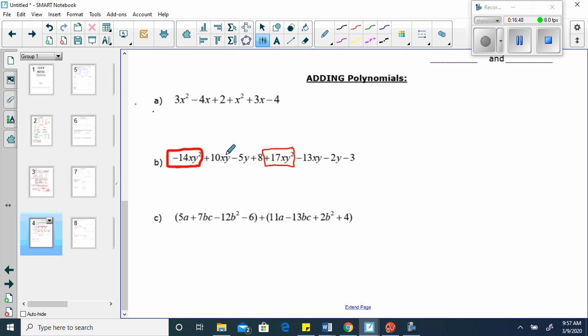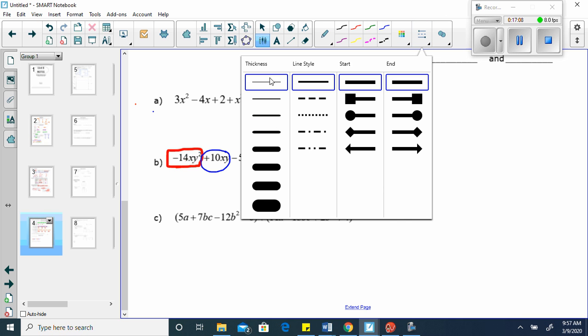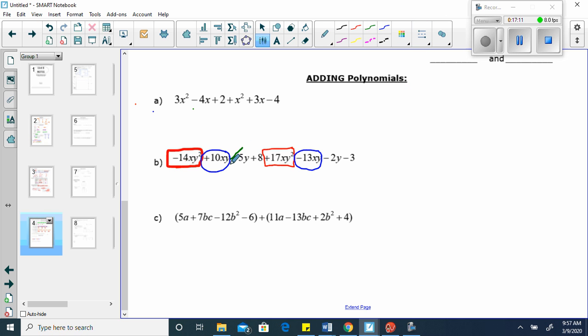I'm going to move on to a different shape. So I'm going to say, okay, I see a 10xy. I'm going to look for any other xy's and I'm going to circle them. Here's another one. I'm going to circle them. All right, I'm going to move on. My next one, let's do a triangle. Triangles are fun. Here's a negative 5y. It's kind of a triangle, or like a teepee hut, or a kiss. Okay? There's y's. Those can go together. And then I'm just going to underline my other ones. Or use different colors.